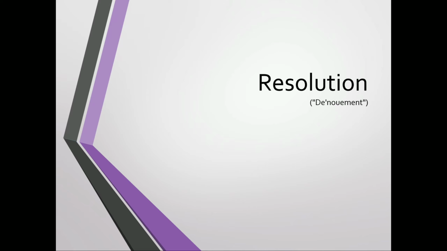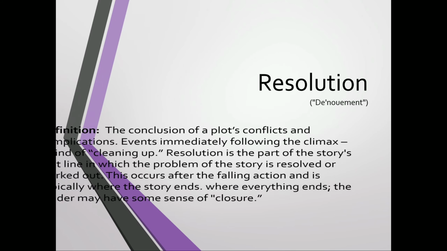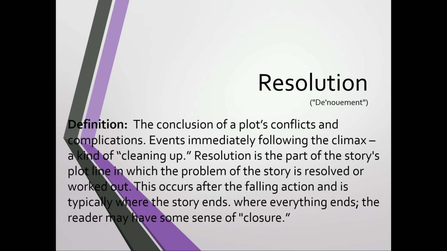So what is meant by resolution? I already informed that the plot can finish either in a resolution or in a denouement. So what is meant by resolution? The conclusion of the plot's conflict and complication. Events immediately following the climax, a kind of cleaning up.